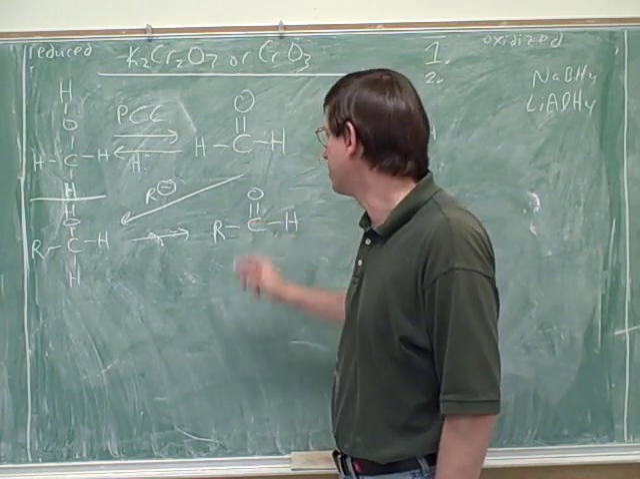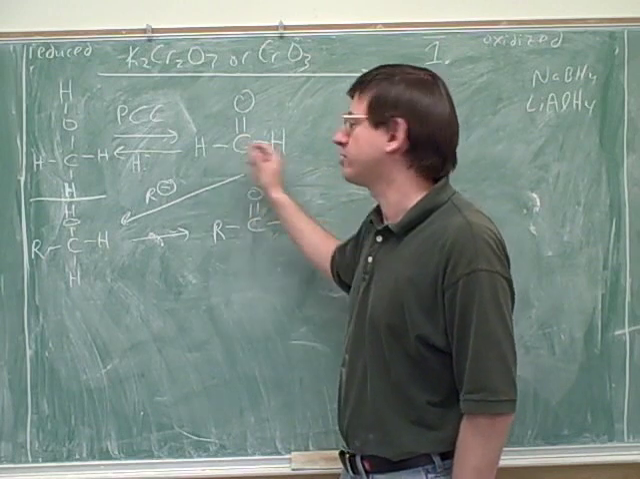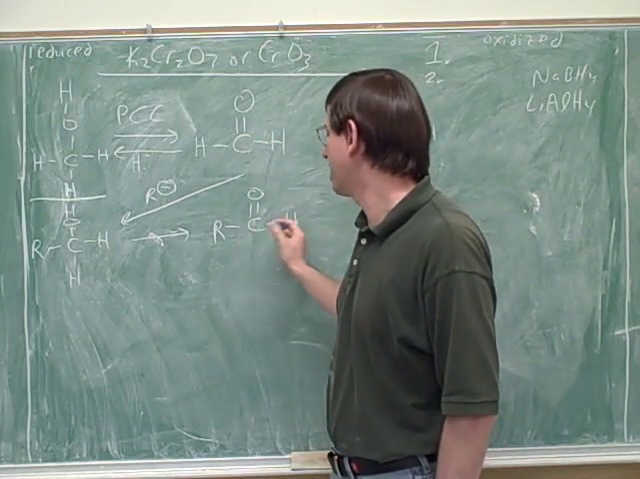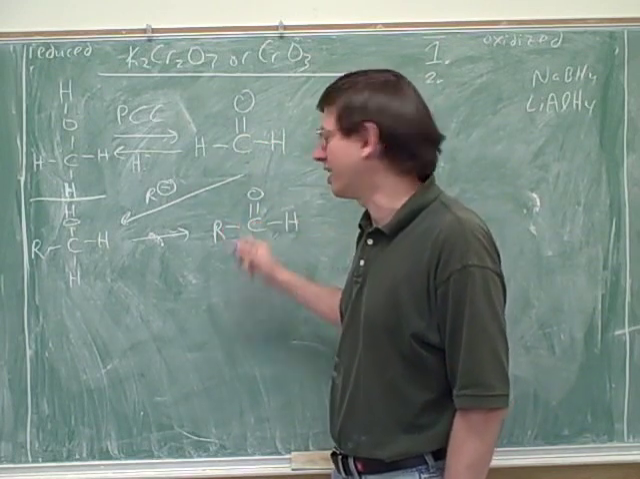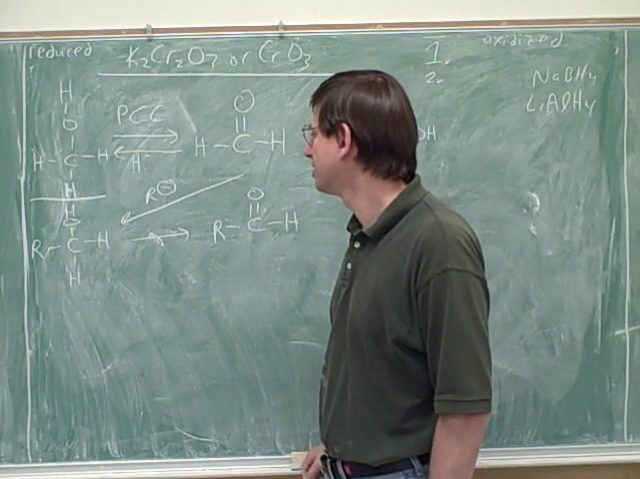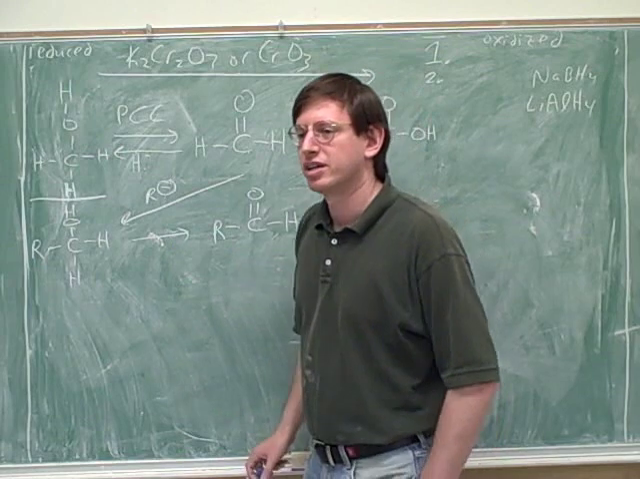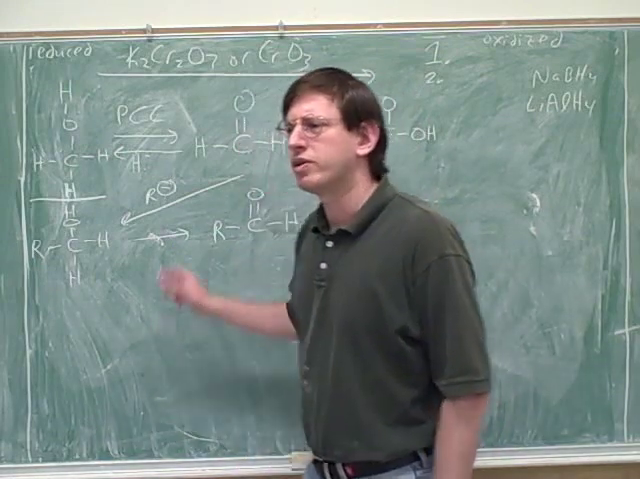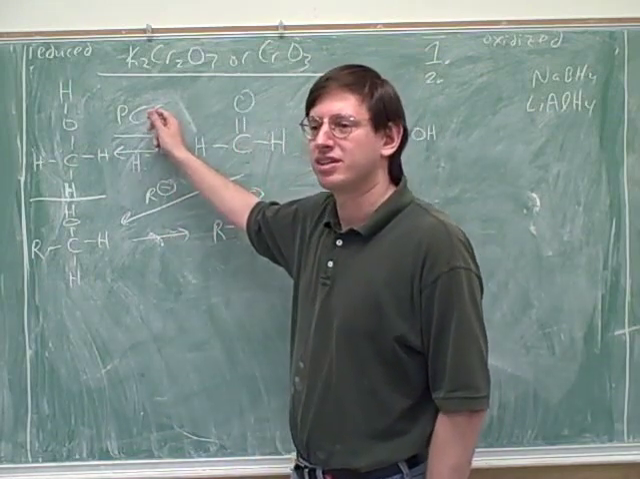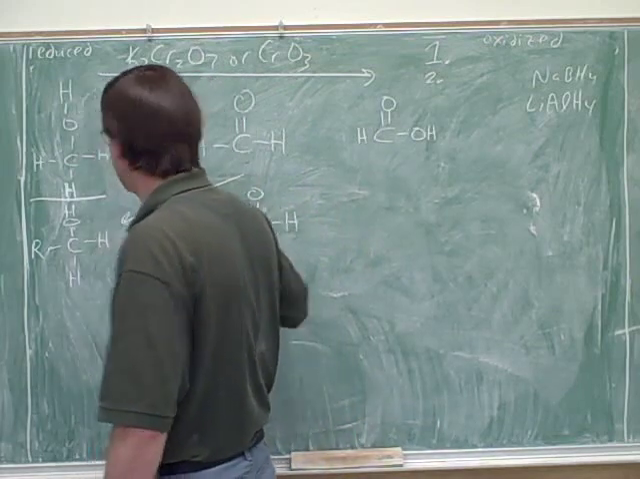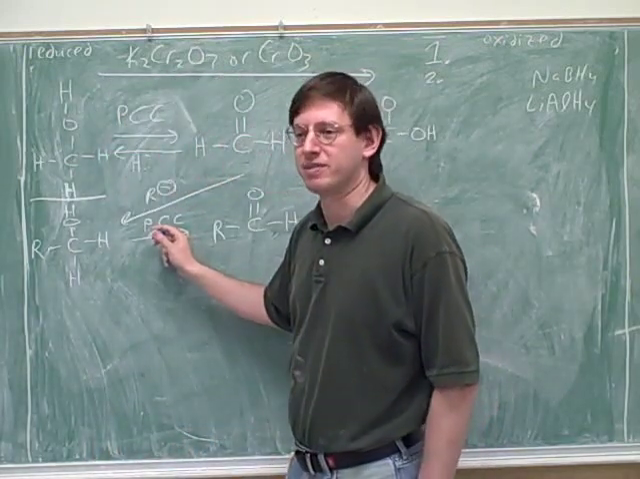Here we have another aldehyde over here, but we started with an aldehyde with 2 hydrogens, and now we have an aldehyde with a hydrogen and a carbon chain, a more complicated aldehyde. What reagent would we use here? PCC. Just use PCC, and we're not going to go through the mechanism for that.